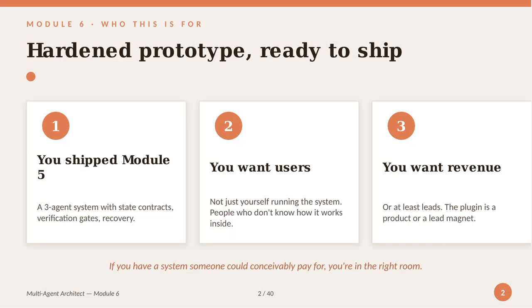Quick check. Card 1. You shipped Module 5. The hardened 3-agent system with state contracts, verification gates, and recovery logic. If you didn't finish Module 5, loop back. Module 6 packages a specific system, and you need that specific system to package.